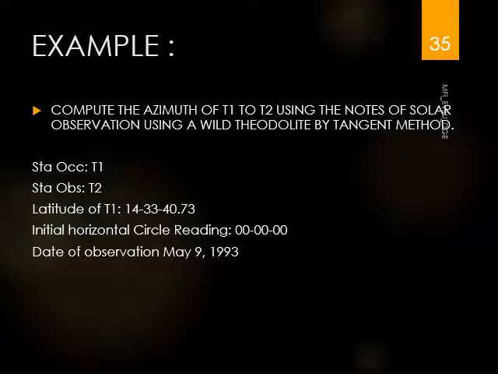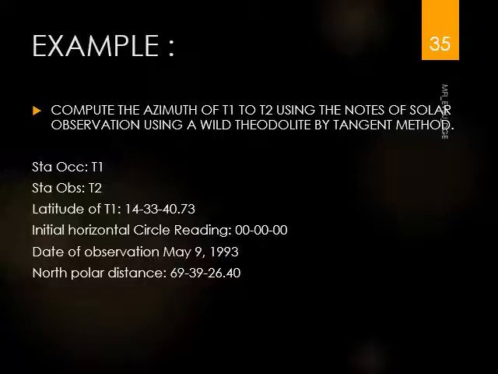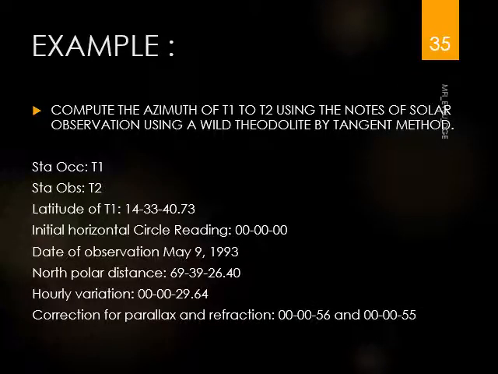The date of observation, meron silang here, north polar distance at that instant of observation, the day. We have the 69, 39, 26, 40 hourly variation, which means nag-i-increase yung oras, nag-i-increase yung declination natin every hour up by 29.64 seconds. Correction of parallax and refraction, I guess hindi siya combine. Yung ating 56 is for parallax. I know, yung 56 is for refraction. And yung ating parallax is 55. Because always greater yung ating refraction.